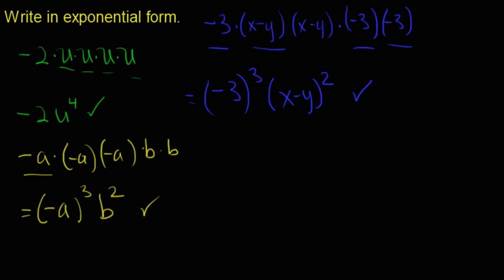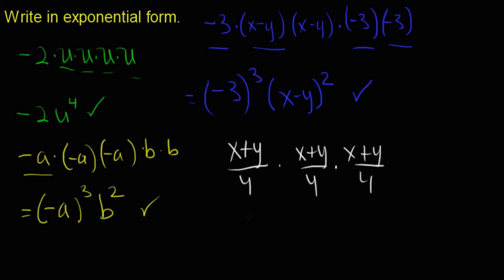Let's look at another example. Feel free to pause video. I have x plus y over 4 times x plus y over 4 times x plus y over 4. Okay, I have 3 of these, all the same. So that's just x plus y over 4 to the 3rd.